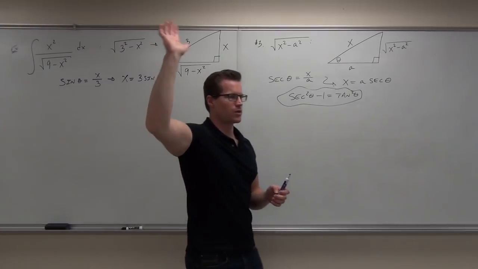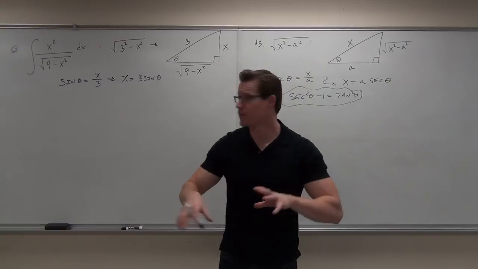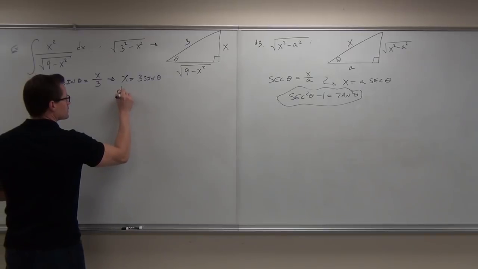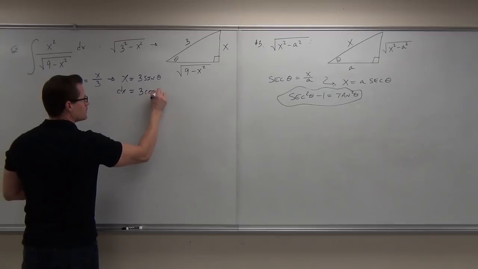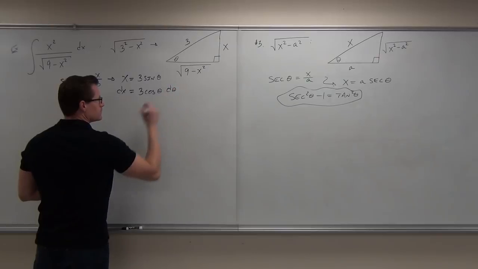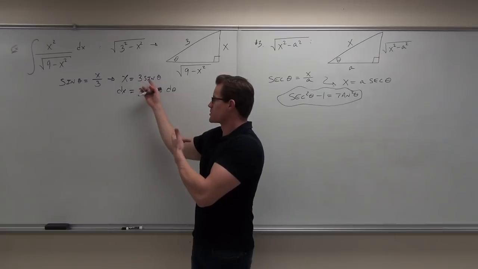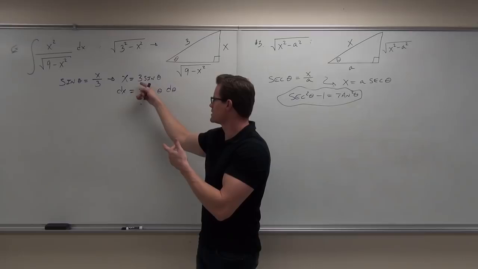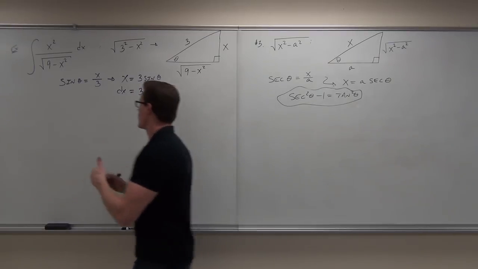Quick show of hands if you're okay with that one. Cool. Now, what else are we going to do now that we've done our substitution? Yeah, that's a great idea. So dx would equal 3 cosine theta d theta. So, hey, we got our substitution. Are you guys okay with this so far? We've got x equals 3 sine theta, no problem. Take a derivative: dx equals 3 cosine theta d theta. Now we get to substitute with all this stuff. So let's see how it works out for us.